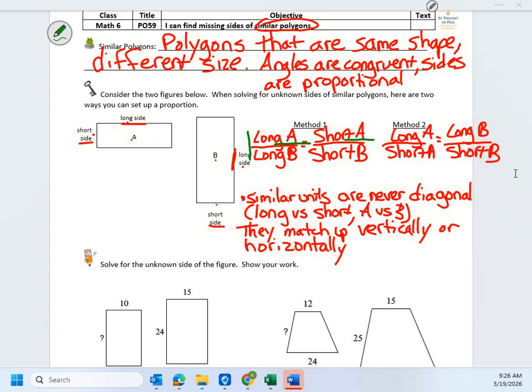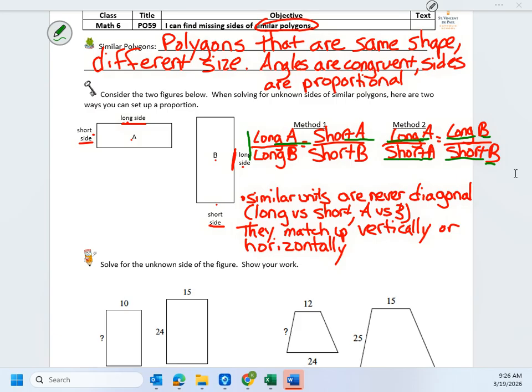On our method 2, we see A over B, A over B. So vertically, they match up. Horizontally, we've got the long, long on the top, short, short on the bottom. So it always matches up and down, and across. We don't ever match up diagonally. So the shorts and the longs are either up and down matching or across matching. Same with the A's and the B's.